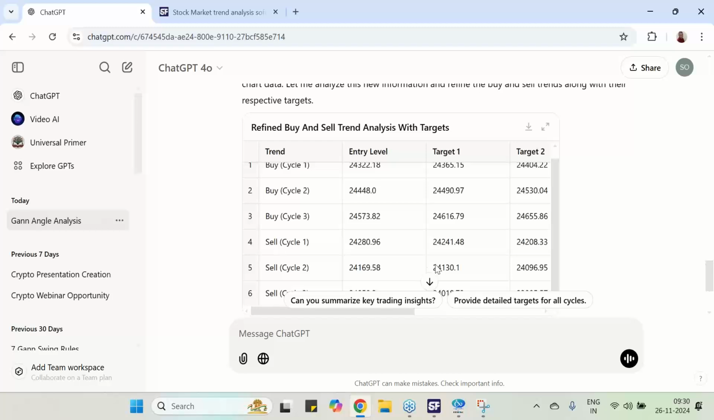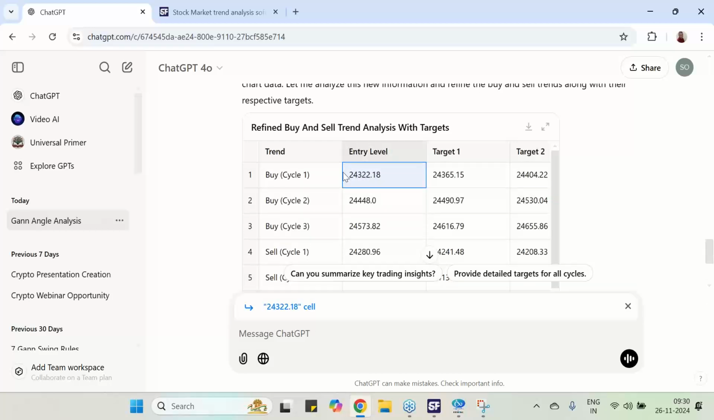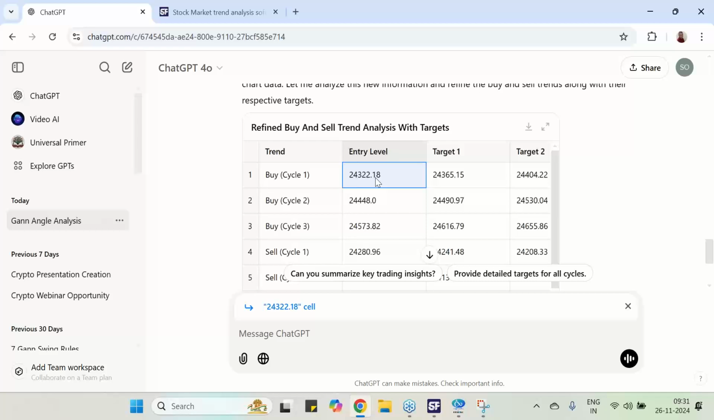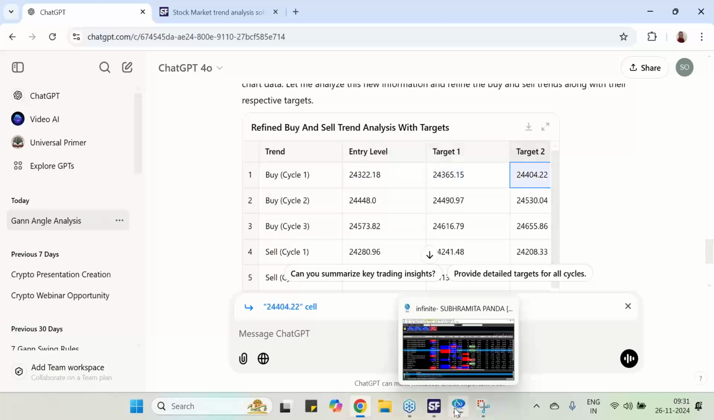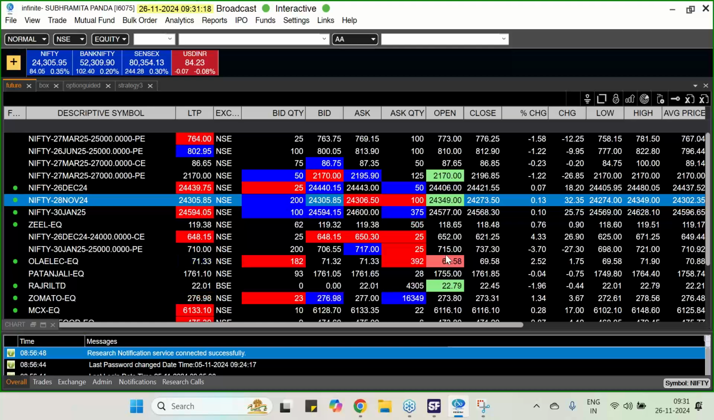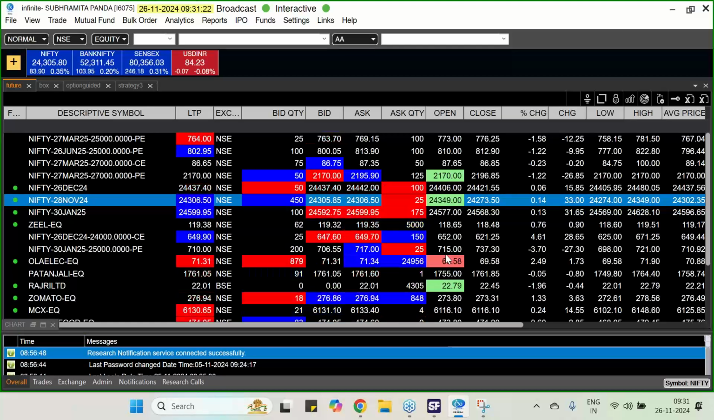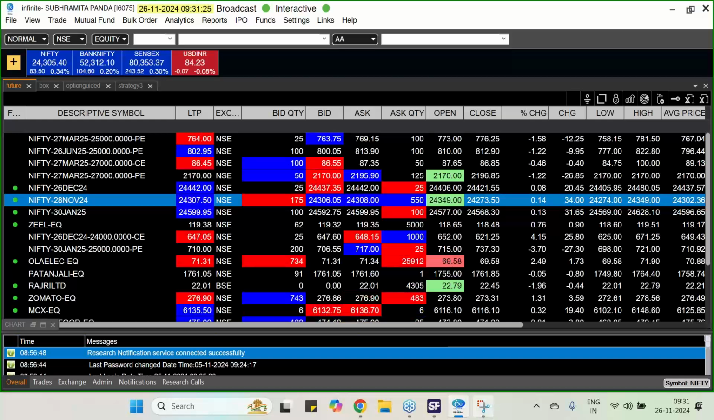So what it gives here is a buying entry and a selling entry. 280 below you should sell, at 24,241, 24,208. 322 above you should buy, and your cycle ones, 365 and 404, will be your targets. So this is what it has identified from the chart and the prices and given to you.